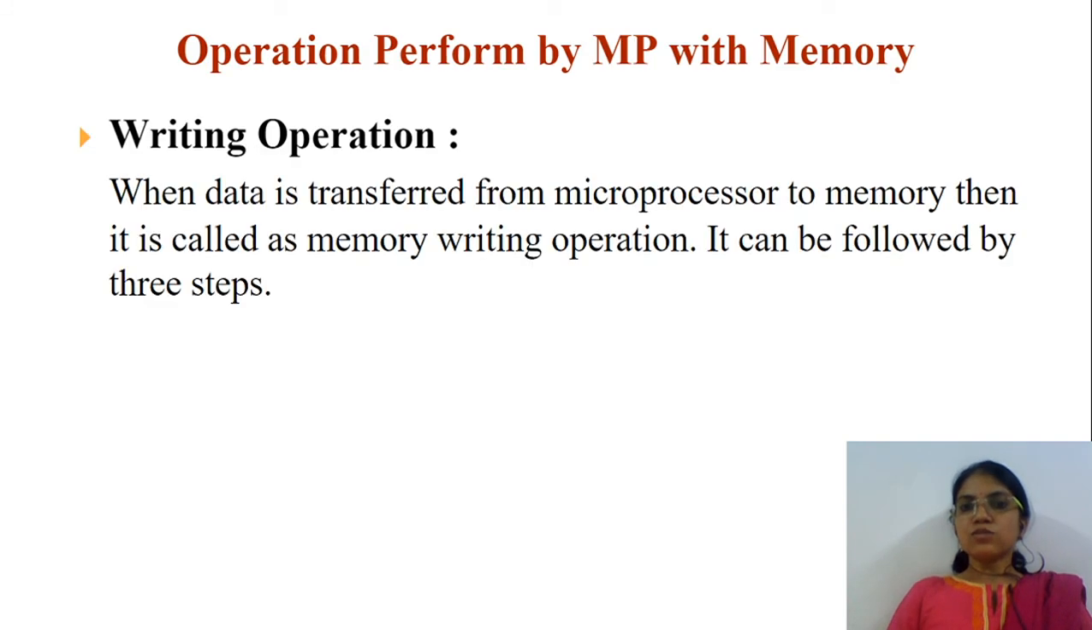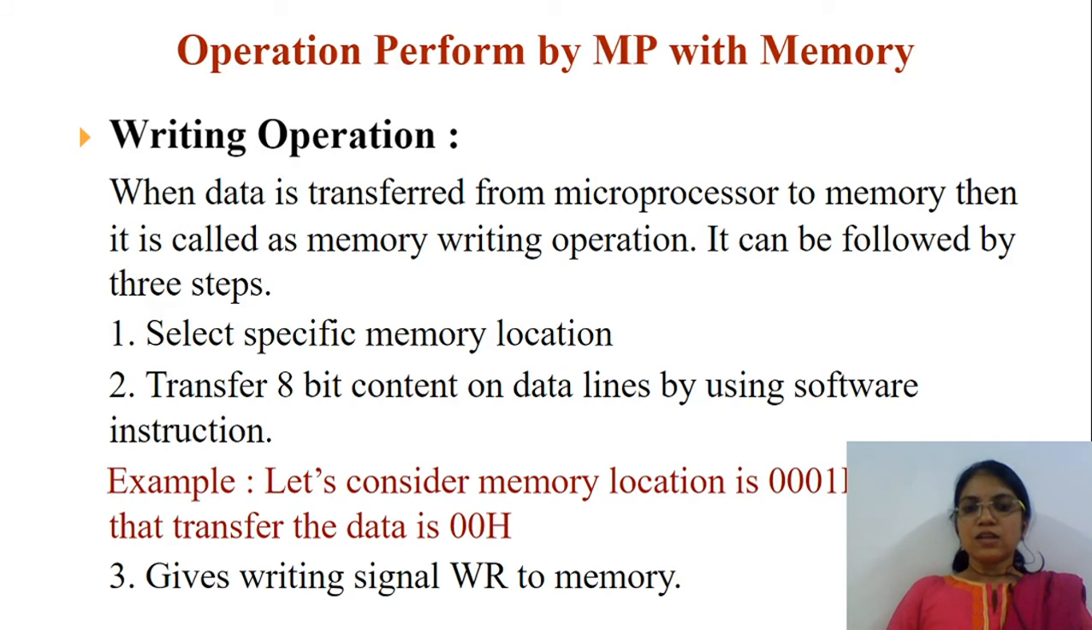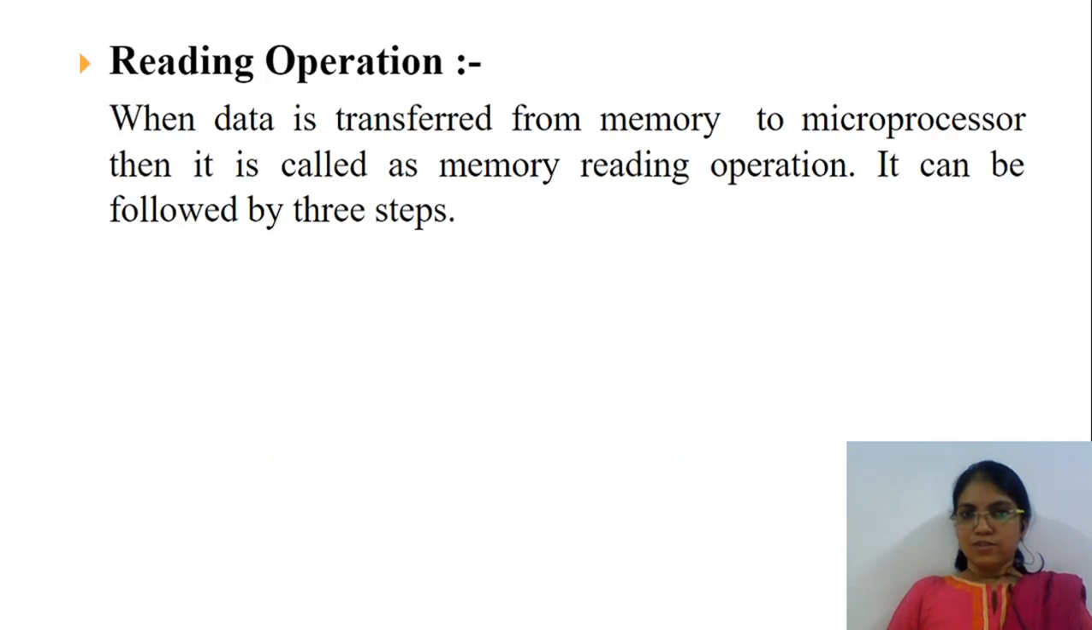Now going to the second operation, which is called the reading operation. So what is meant by reading operation? In the writing operation, the data is already available with the microprocessor and that data is transferred to the memory. So that is called the memory writing operation. Now the data is available in the memory. So when data is transferred from memory to microprocessor, then it is called the memory reading operation, opposite to the writing operation.